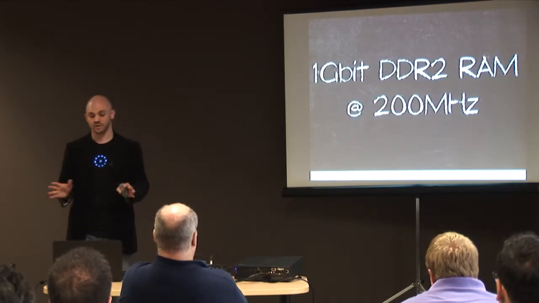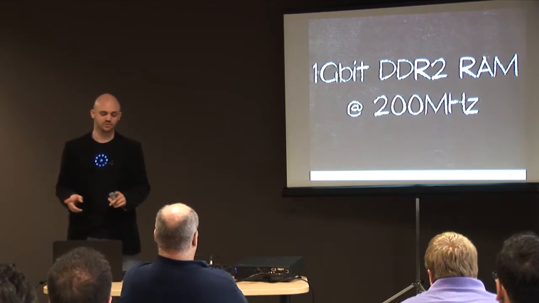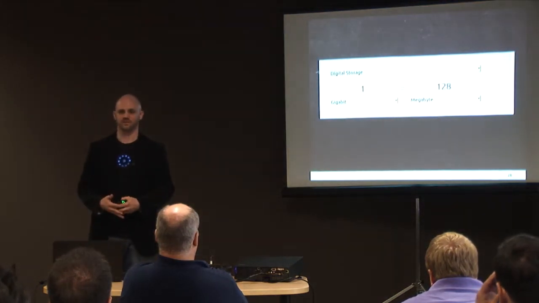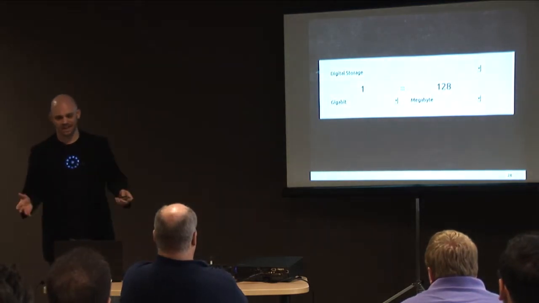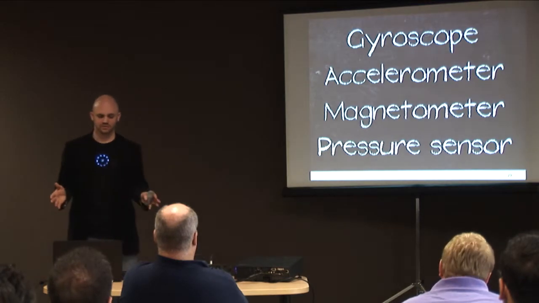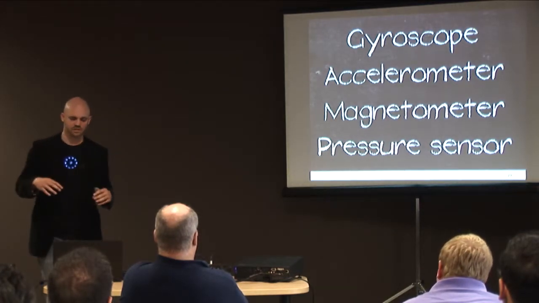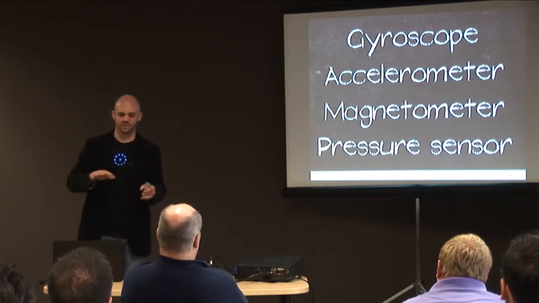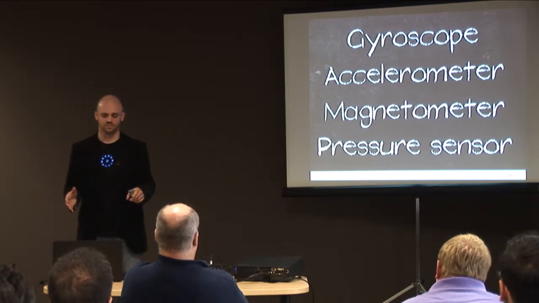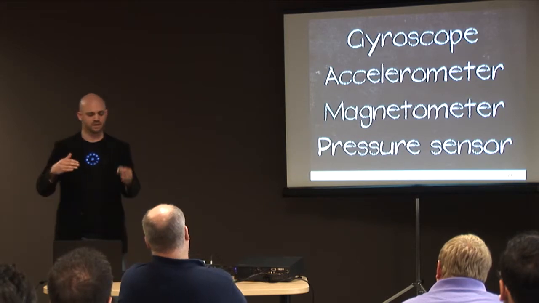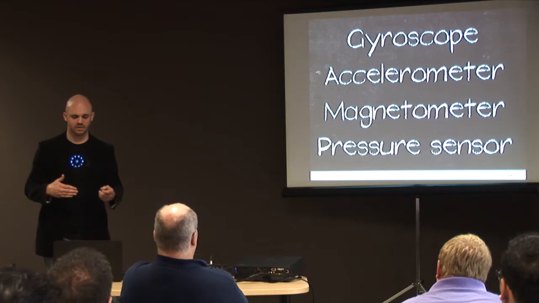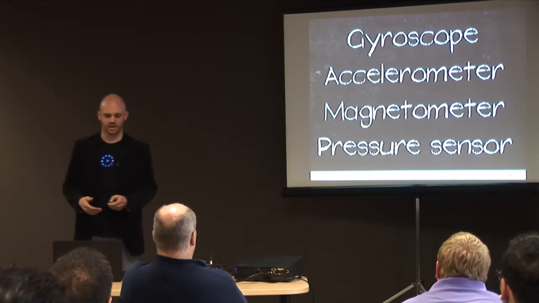And then it has 1 gigabit of DDR2 RAM. I just thought this was interesting. They market it this way because that's really only 128 megabytes of RAM. That's not that impressive, but it's still pretty cool. And then the 4 primary sensors: gyroscope for orientation, accelerometer for your acceleration and angle, magnetometer for direction, and pressure sensor for altitude. The first version of this drone did not have a pressure sensor, so that's one of the add-ons for the 2.0 version.